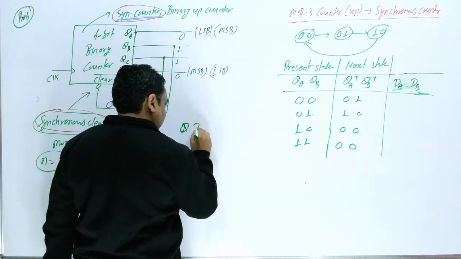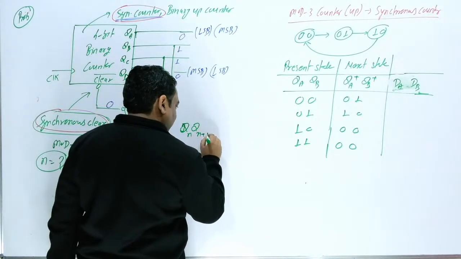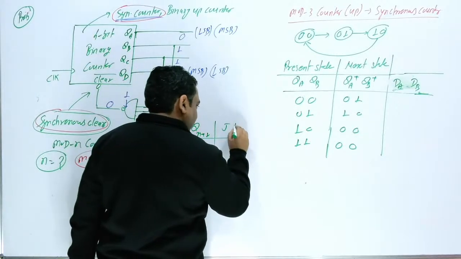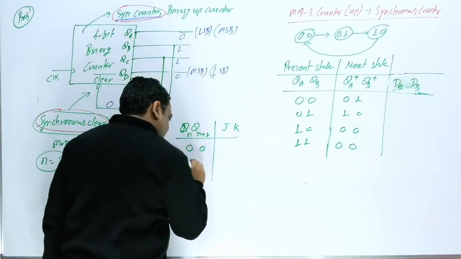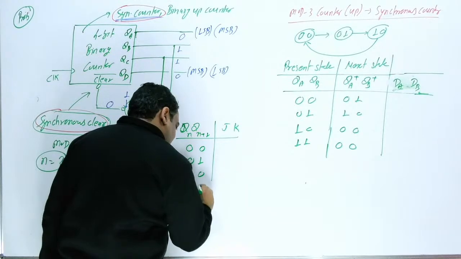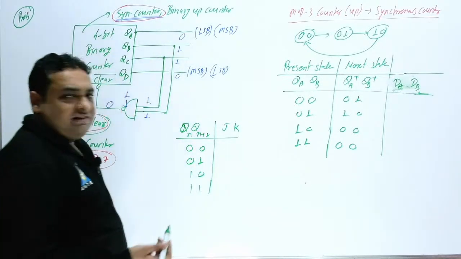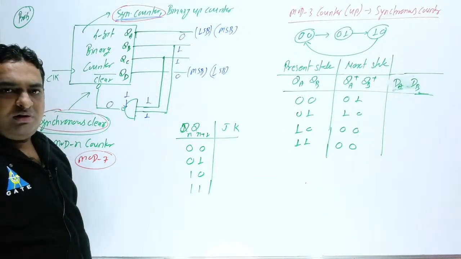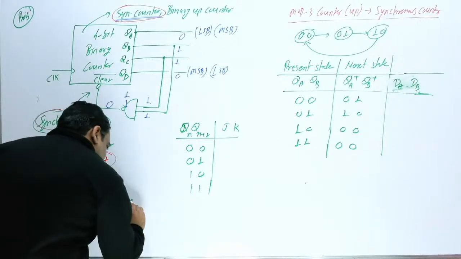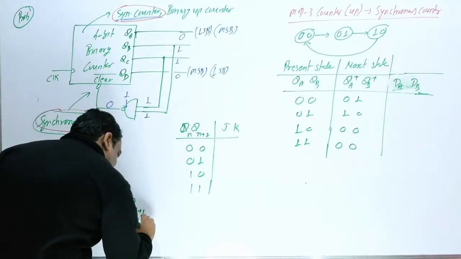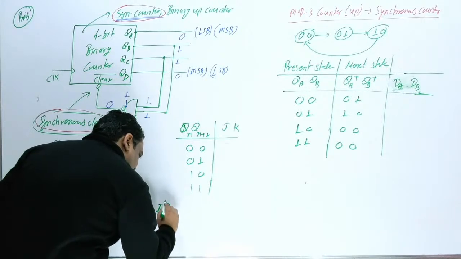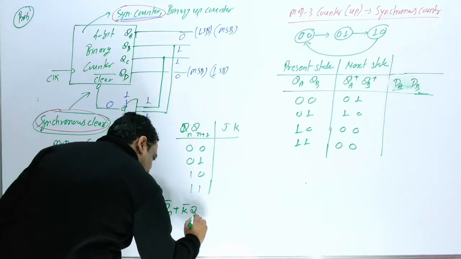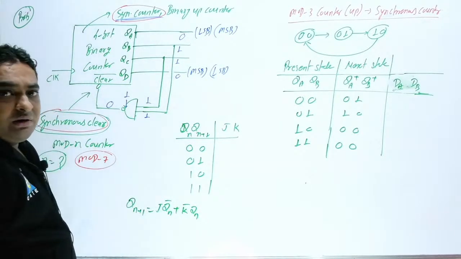So if you know, this is Qn and this is Qn plus 1, and what is it for JK? The JK excitation table, for 00, 01, 10 and 11. What is the JK excitation table for 00? If you remember, the JK equation is Qn plus 1 equals J Qn bar plus K bar Qn. From this you can also find out these values.